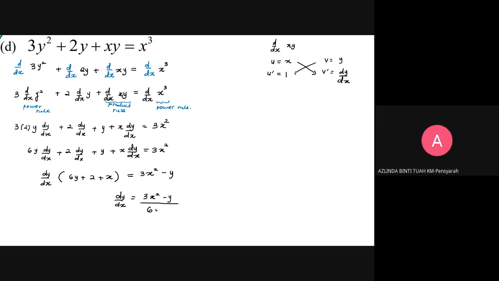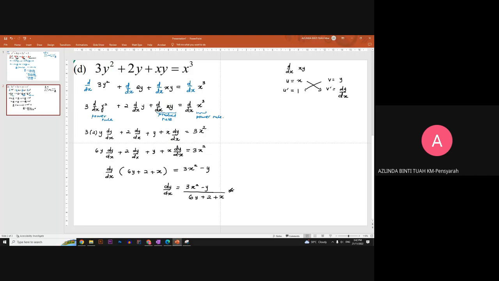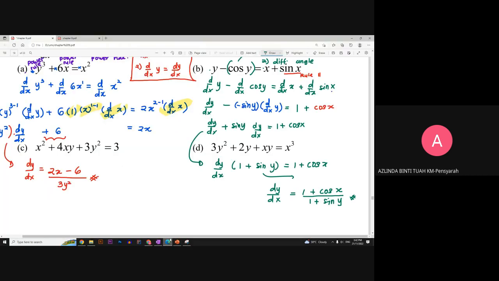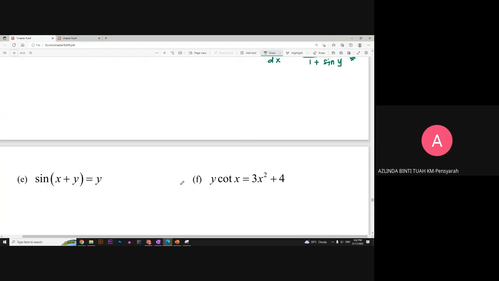Yes. Okay, anything to do for the simplest answer? Is this the simplest answer or not yet? That is the simplest answer. Okay, all right. Thank you, Meredith. Okay, so that's the fourth example for implicit differentiation. Next.